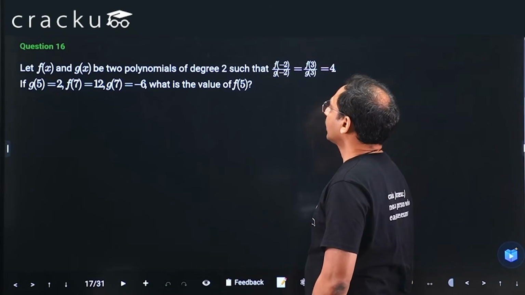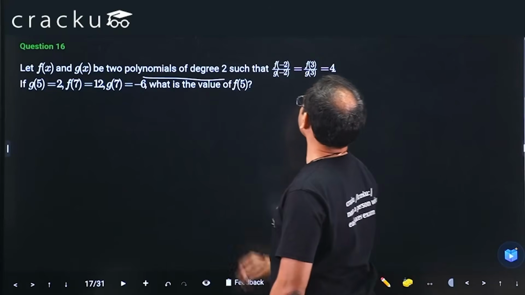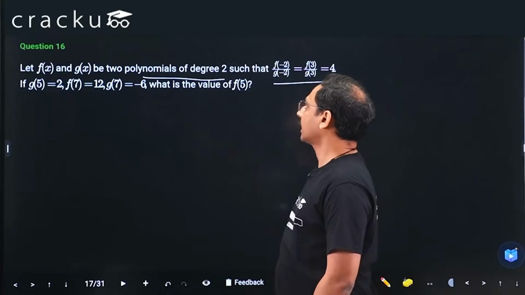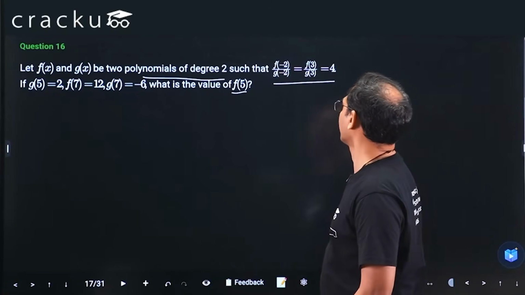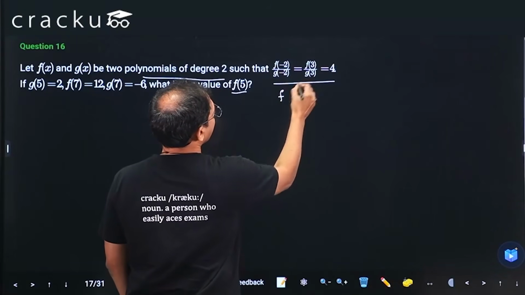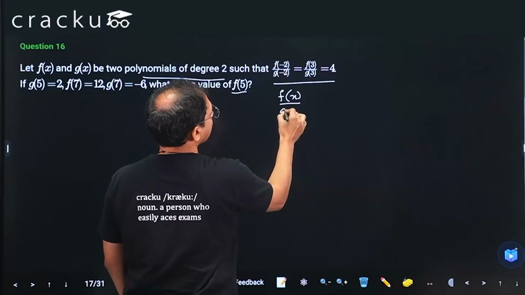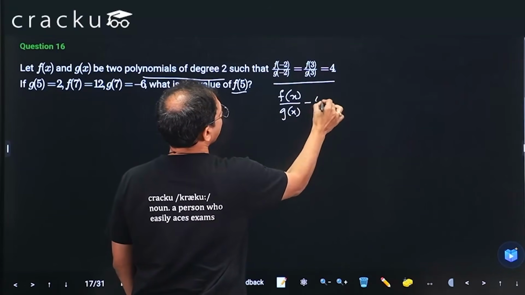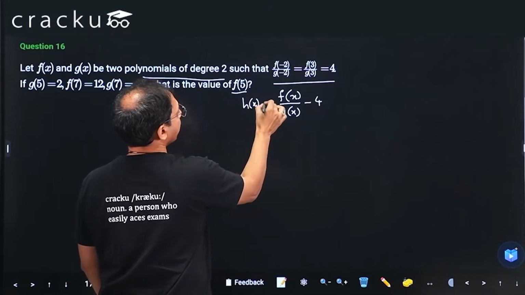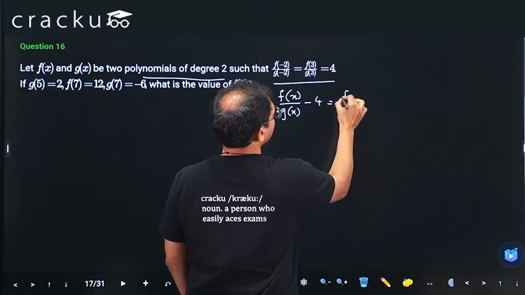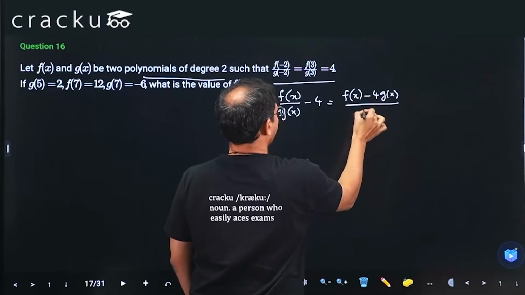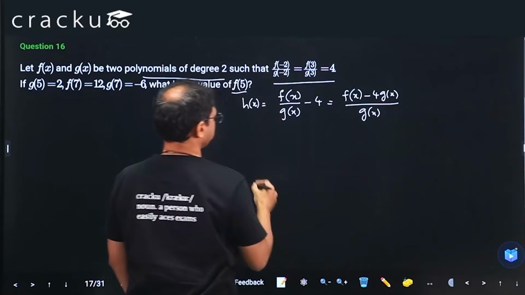Let f of x and g of x be polynomials of degree 2 such that this condition is satisfied and some initial conditions are there. We want the value of f of 5. Now please observe this. By looking at this, I will construct a function f of x by g of x minus 4. Let us call it some h of x. If I simplify this, (f of x minus 4g of x) by g of x.